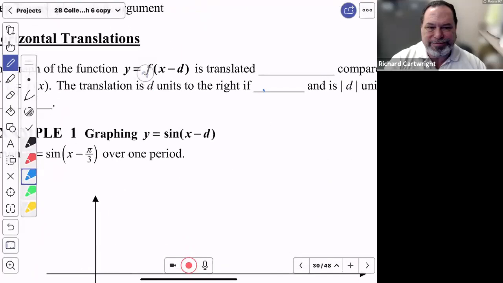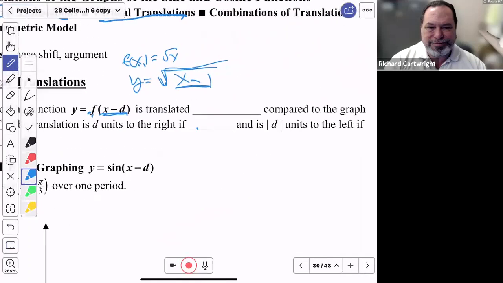F of x minus d. That's the same thing as saying y equals the square root of x minus 1. My function, f of x, is square root of x. F of x minus 1 means there's an x minus 1 in the square root. What does this square root do? Remember? The square root of x, this one was simply this picture here. What happened when I went minus 1 inside the function? Does it go up, down, left, or right?